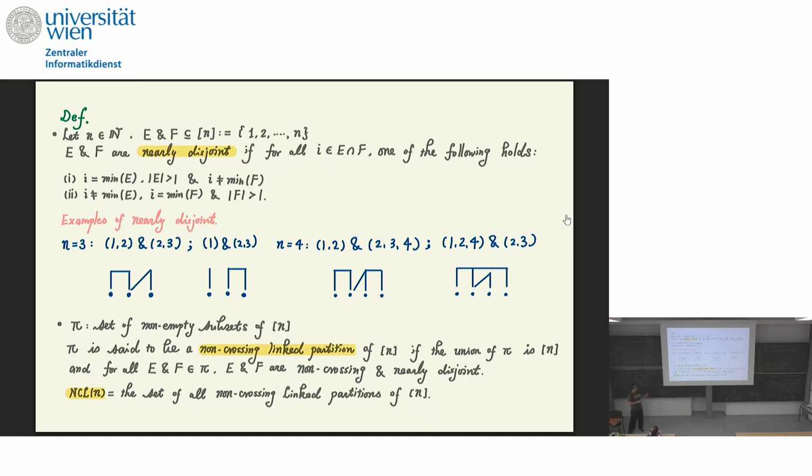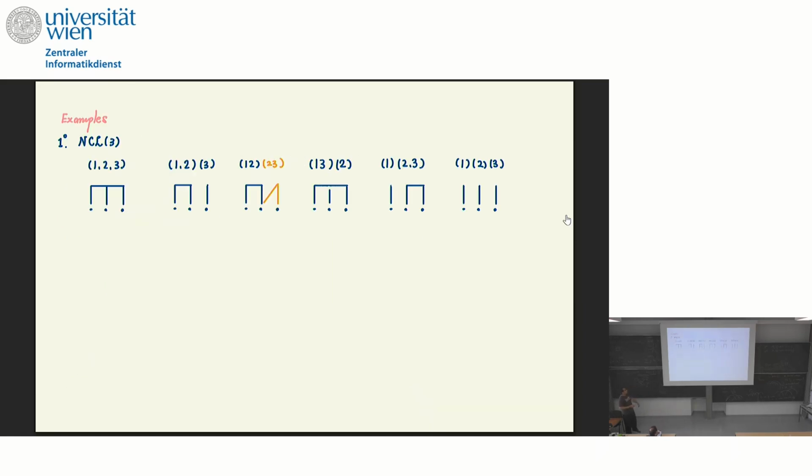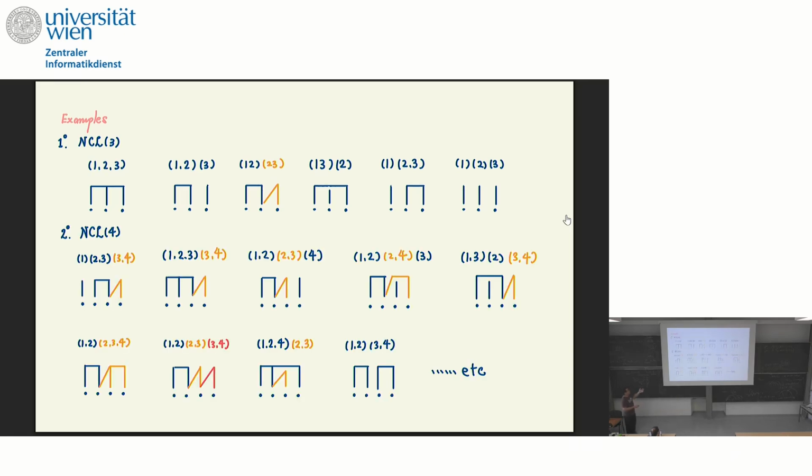It's a little abstract, so let me give some examples. All the non-crossing linked partitions for 3 elements are the following. You can see that 1, 2, 4, 5, 6 are exactly the 5 elements of the non-crossing partitions on 3 elements, but there is one more. And for the case n equal to 4, there are many more, and so on. Good, that's the notation.